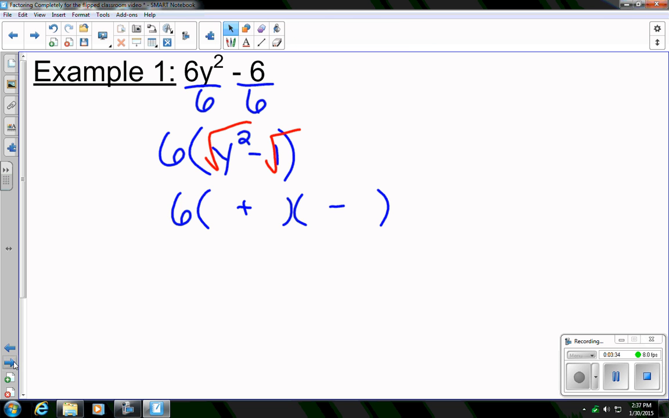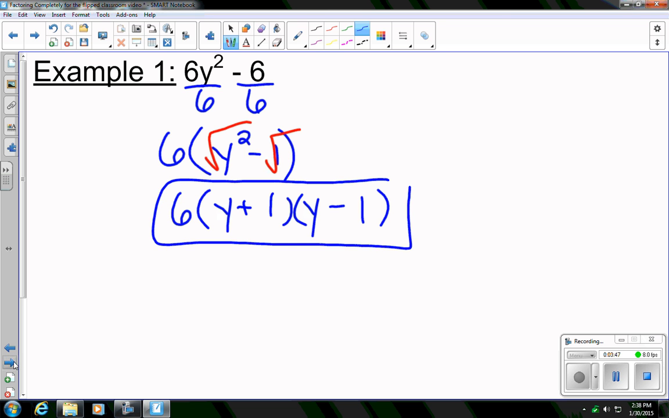So the square root of y squared is y. So that goes in the front of each parentheses. And the square root of 1 is 1. So that goes in the second spot of each parentheses. So this whole entire thing, 6, y plus 1, y minus 1, is our final answer. And here we use GCF and DOTS.